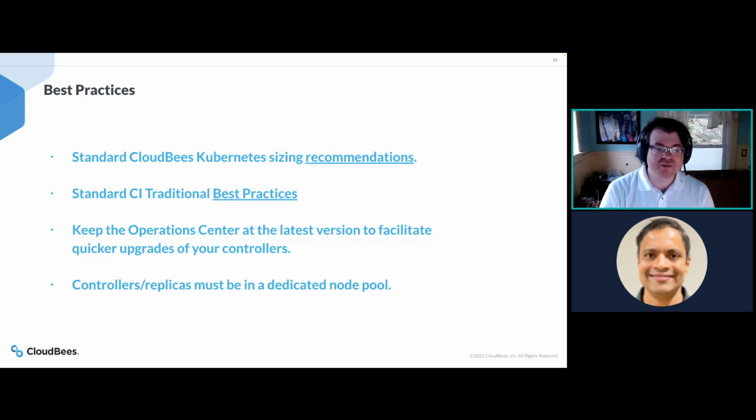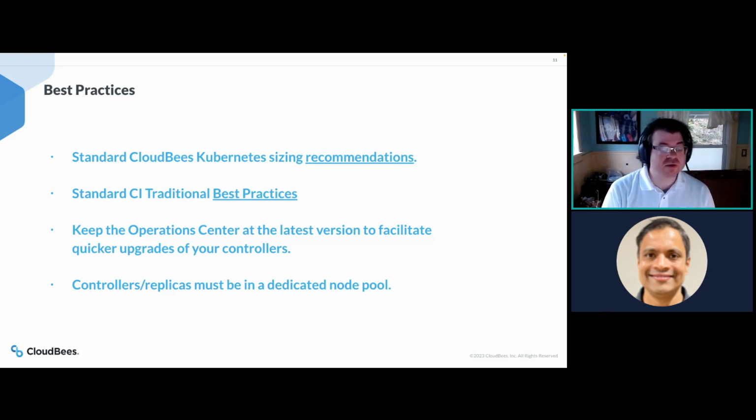So the Operations Center pretty much follows the same concept, but has a different set of plugins and it has a different intent to be able to manage those controllers. So keeping that at the latest version can help ensure stability between your controllers and your Operations Center, and will really simplify upgrades as you move forward, as your Operations Center needs to be at least the same version as your controllers for you to upgrade to that version.